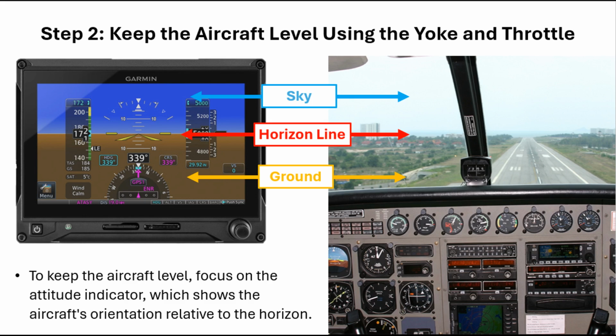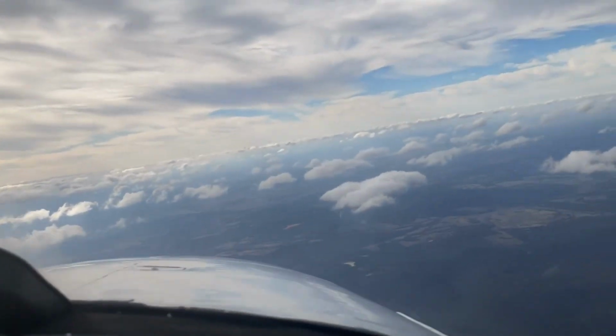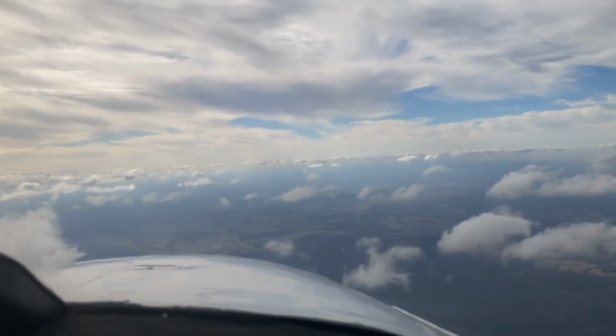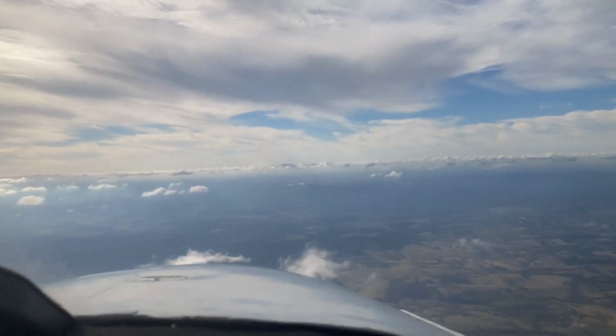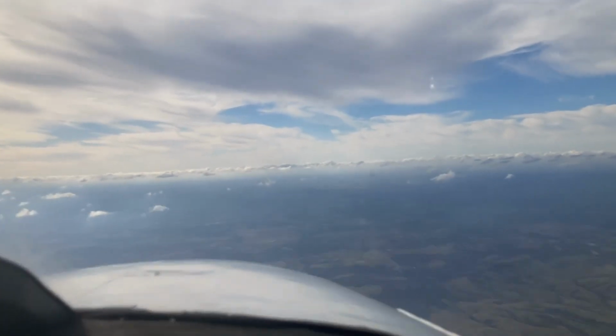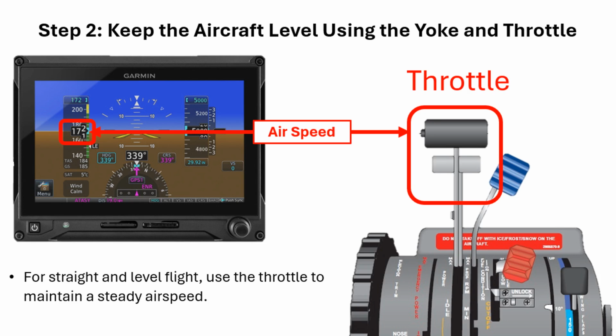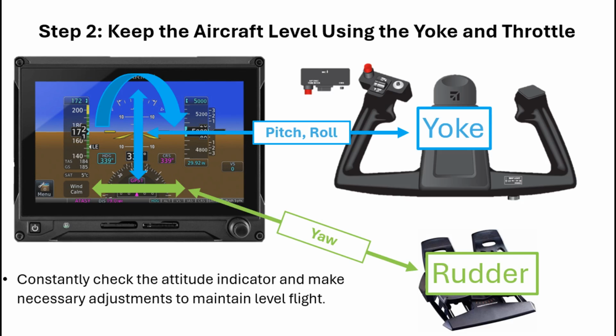To keep the aircraft level, focus on the attitude indicator, which shows the aircraft's orientation relative to the horizon. Adjust the yoke to ensure the artificial horizon is level, indicating that the aircraft is neither climbing nor descending and not banking left or right. For straight and level flight, use the throttle to maintain a steady airspeed. Constantly check the attitude indicator and make necessary adjustments to maintain level flight.